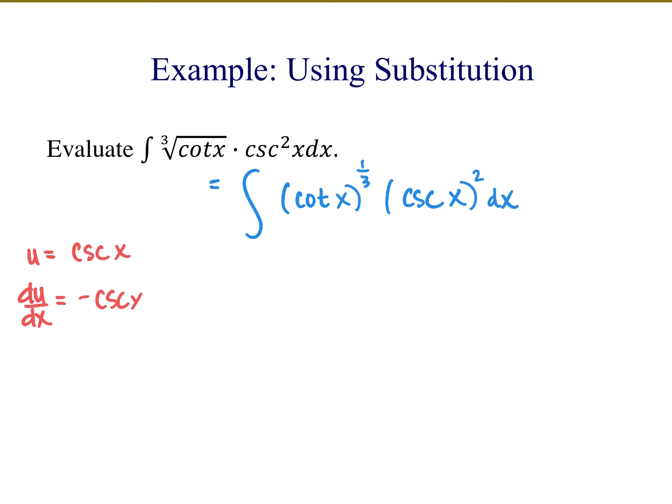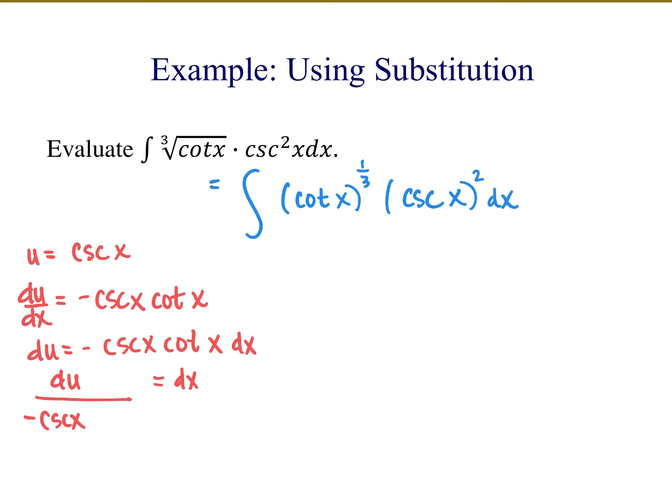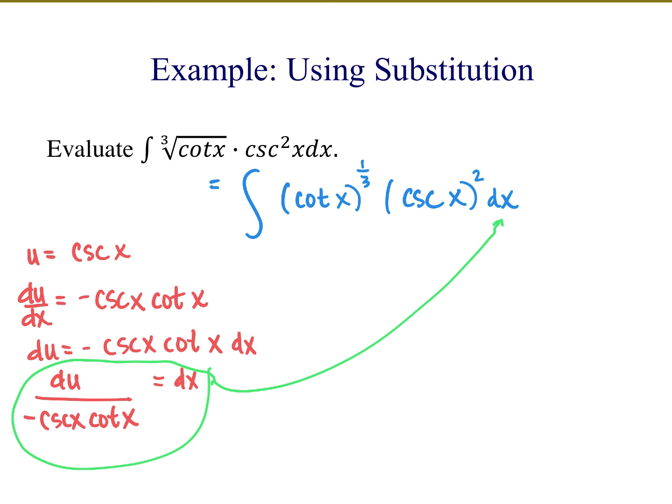Negative cosecant x cotangent x. Think ahead to some isolation. If we pull this out and we have the dx, and then we get dx alone, dx is going to be du over negative cosecant x cotangent x. As you look at that dx, that was the result right there, and you think ahead to where it's going to go.